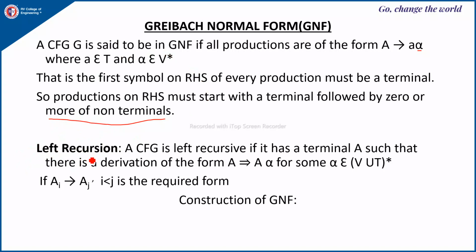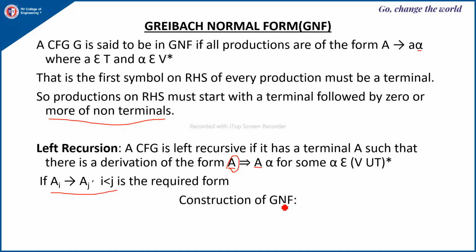When do we say that a grammar has left recursion? We have to see that first. A CFG is left recursive if it has a variable A such that there is a derivation of the form A derives A alpha. That means the left hand side variable appears as the first symbol on the right hand side, then we can say that it is left recursive, for some alpha belonging to (V union T) star. So if Ai derives Aj gamma, where i less than or equal to j, it needs to be brought into the required form.